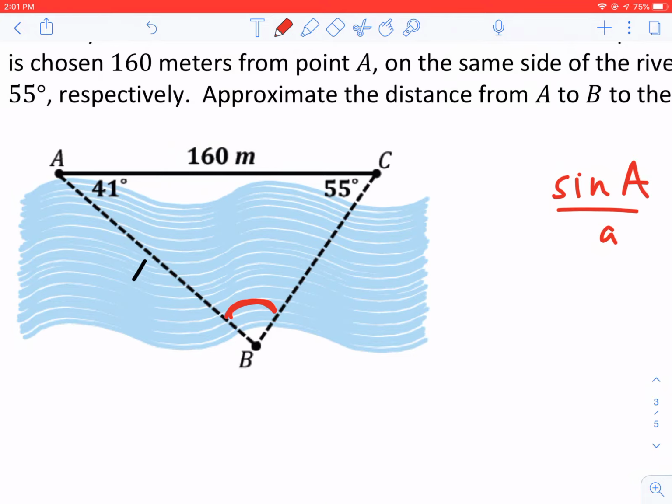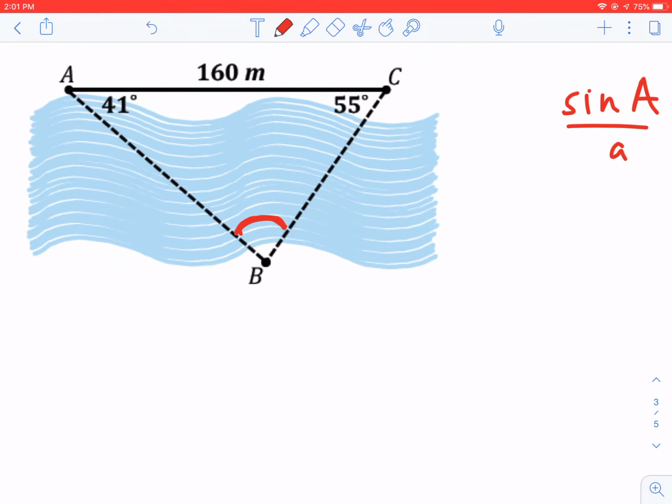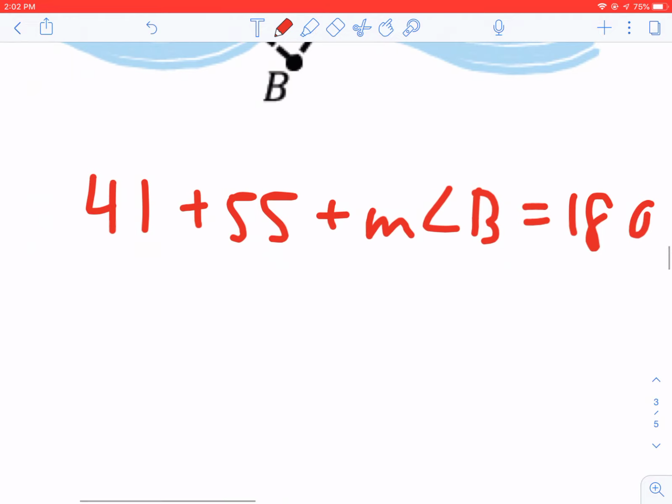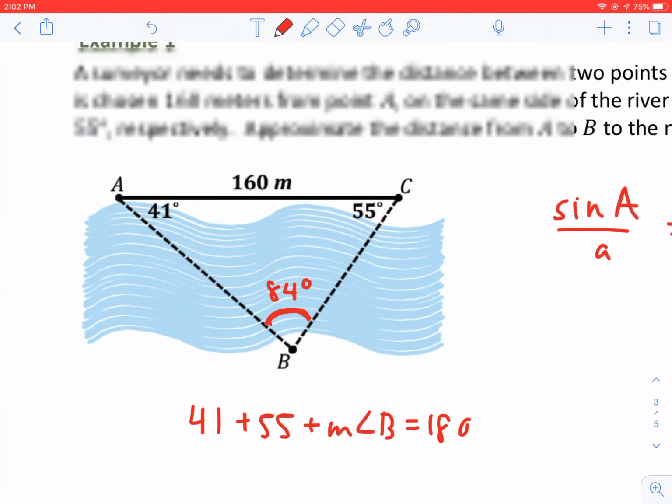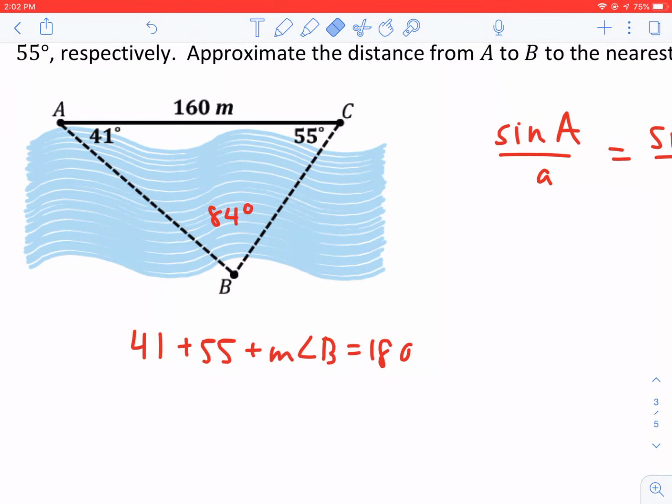So we need to find the measure of angle B. Of course we can do that because the angles in the triangle add up to 180. So 41 plus 55 plus the measure of angle B is going to be 180. And what is that? That's 96. 180 minus that is 84 degrees. So angle B is 84 degrees.